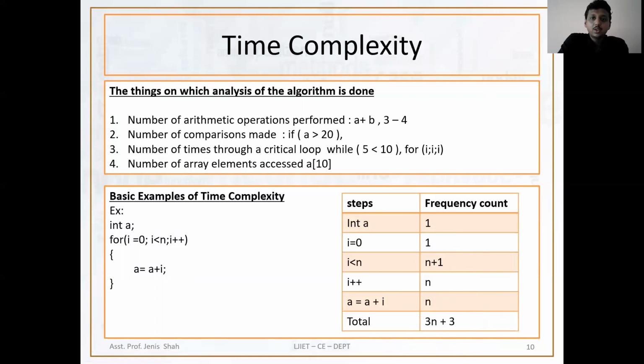Now, how will we calculate the time complexity in the worst case, best case, and average case? And what about the looping calculation, or what will be the time complexity for a loop? These things we will see in our next lecture.